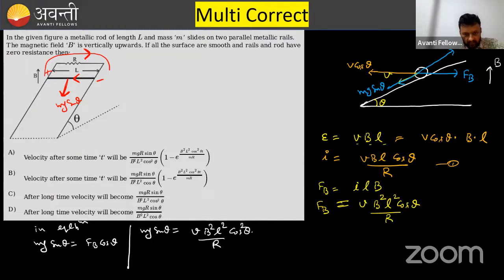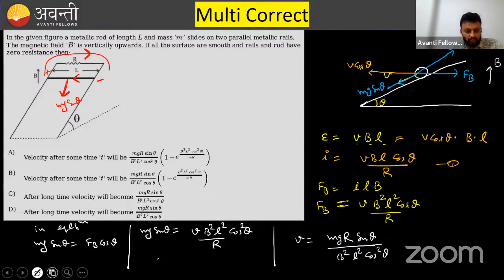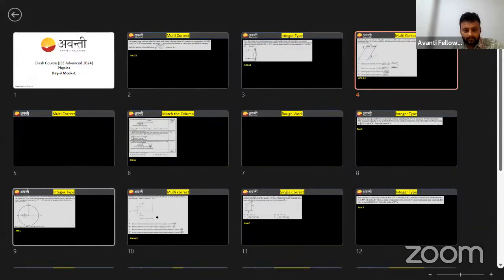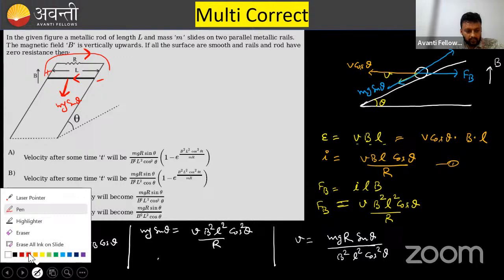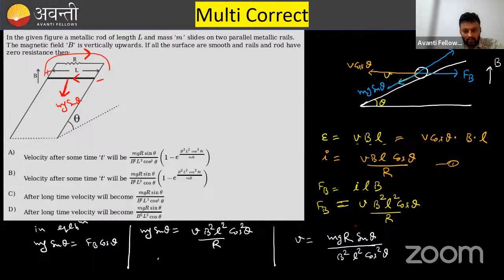Anything to be cancelled? No. So V is what? V is mgR sin theta divided by B squared L squared cos squared theta. This should be the speed.